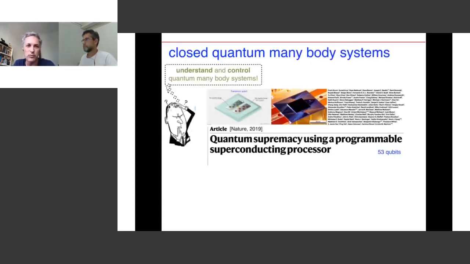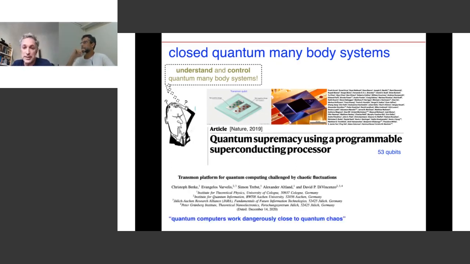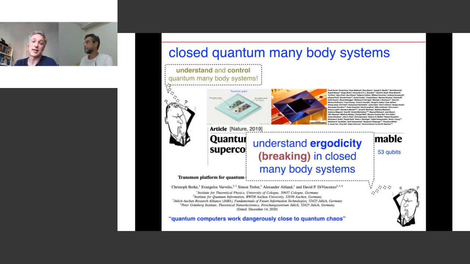So let me start out with a brief motivation. In recent years, we have witnessed quite a lot of progress in the manipulation and control of closed many-body systems. I think one very interesting question that often pops up is about ergodicity in such closed many-body systems. That is, to understand the conditions under which such systems are ergodic, or under which cases breaking of ergodicity happens. This is a question of theoretical interest, but of course it's also of practical relevance.